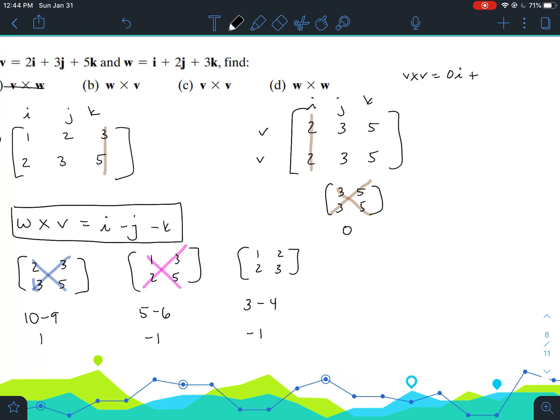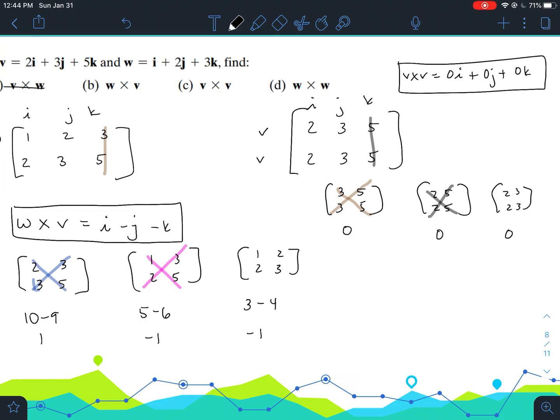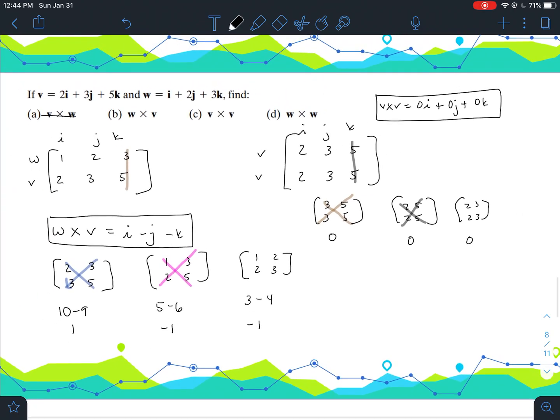So we would get 0i, and then plus, if we did our j's, will the same thing happen? Well, let's find out. Our matrix would be 2, 5, 2, 5. If you did the determinant, you would have 2 times 5 minus 2 times 5, which would also be 0. So we would have 0j plus, if we did our k component, we would have 2, 3, 2, 3, and the determinant would also be 0. So we would have 0k. So v crossed with v would be 0i plus 0j plus 0k.